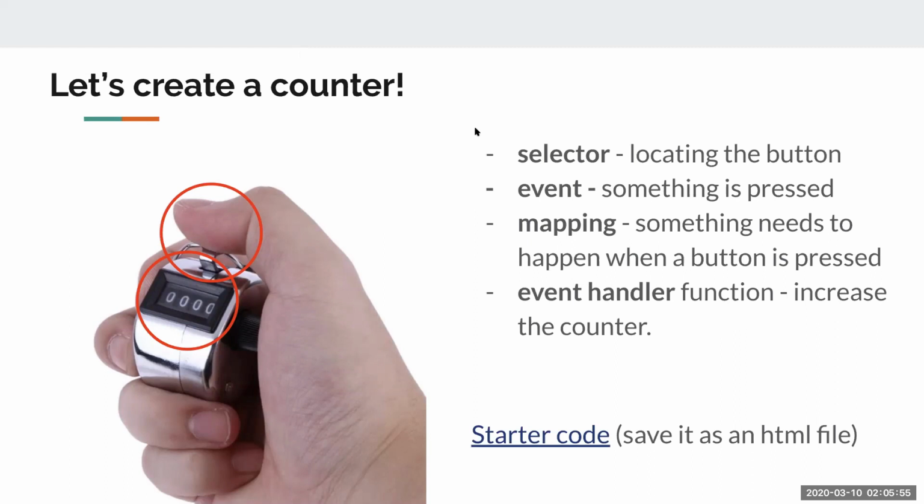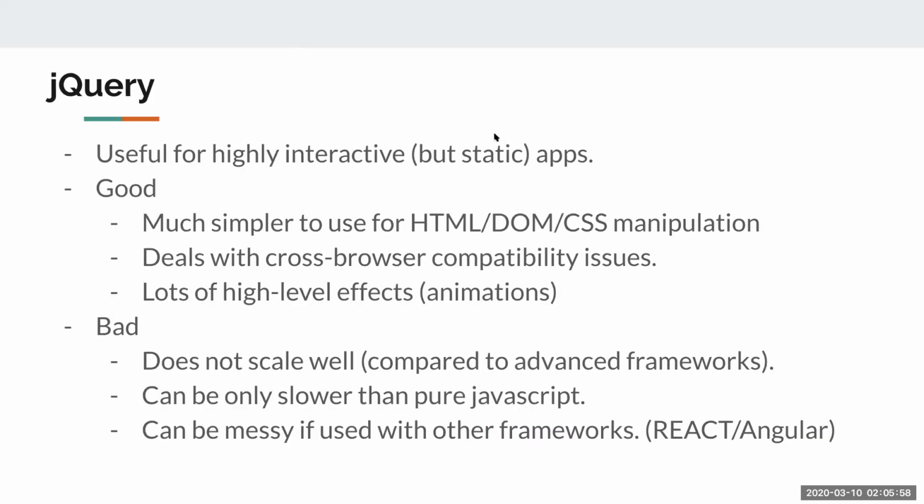Okay, so jQuery is, again, useful for interactive apps, and it's good for DOM manipulation, document object model manipulation, and even CSS. It used to deal with a lot of cross-browser compatibility issues, which was a big issue back then, but now it's a little bit less of an issue than before. It also offers a lot of high-level effects.